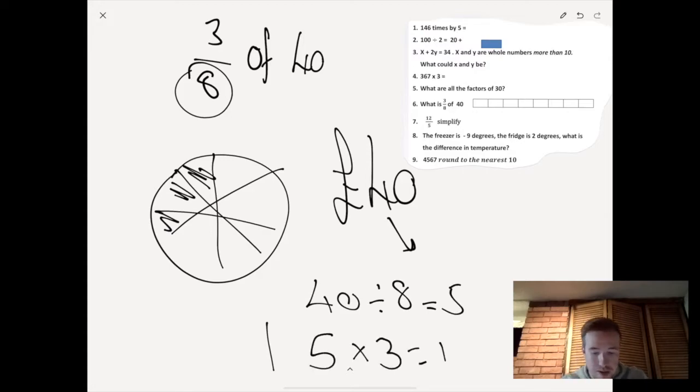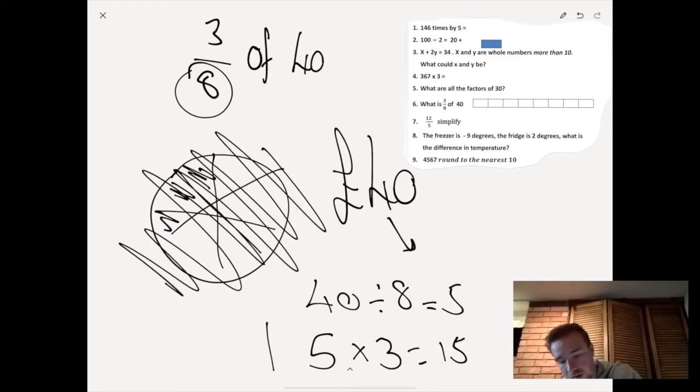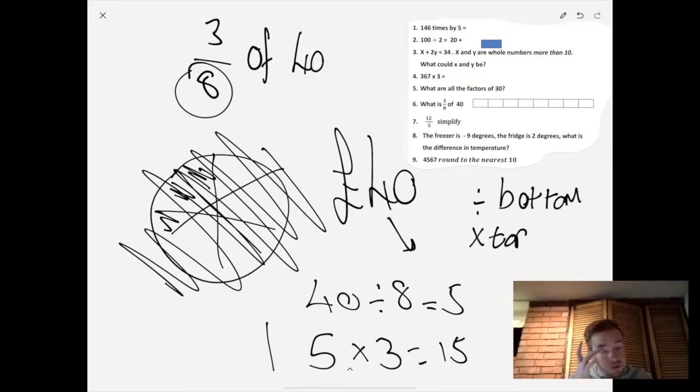You don't need any of this for your working out, because the method is you divide by the bottom, the denominator, and then you times by the top, the numerator, which is exactly what I've done.